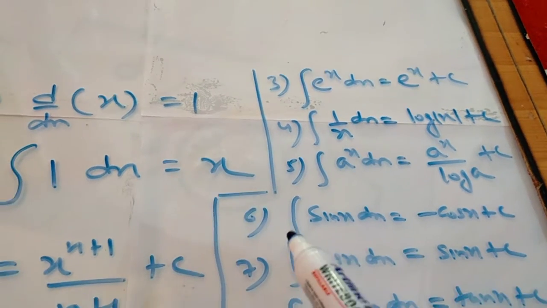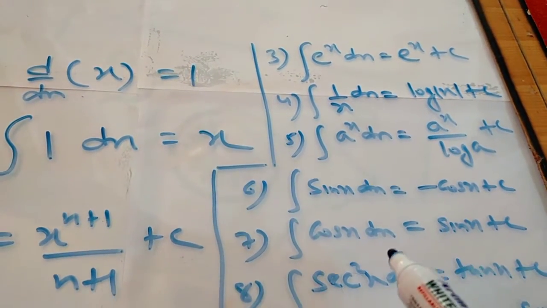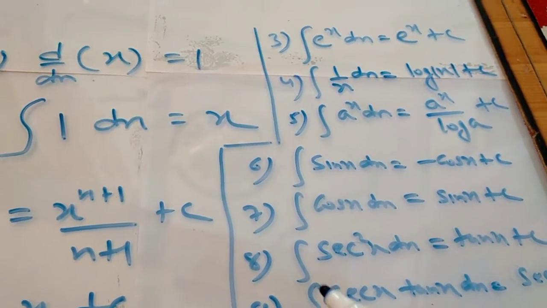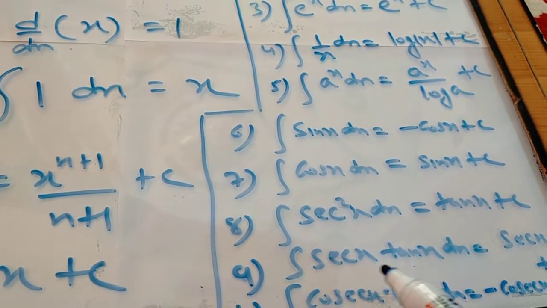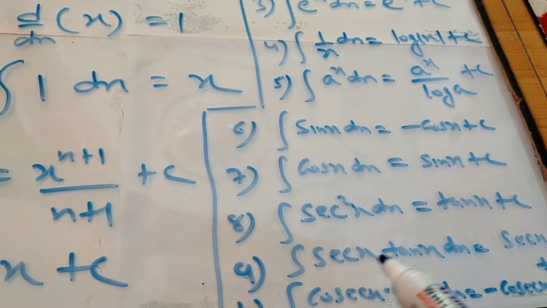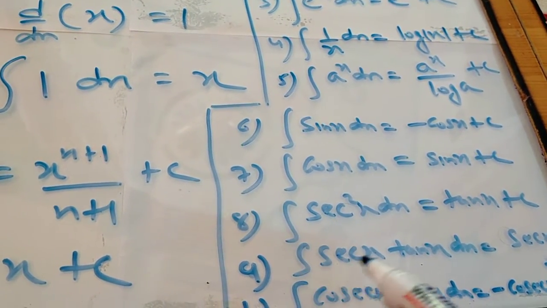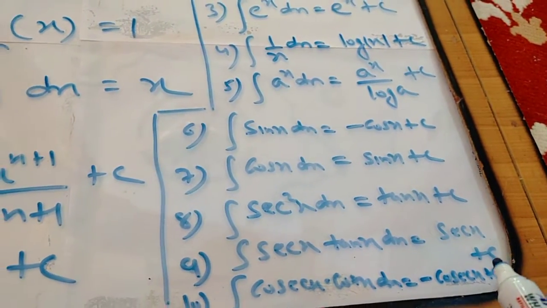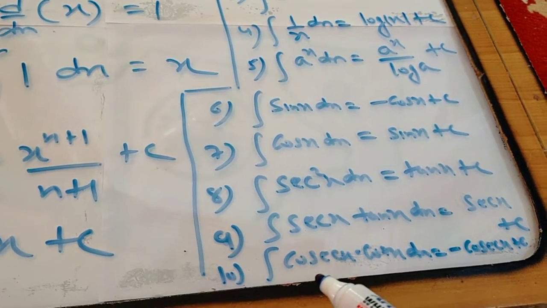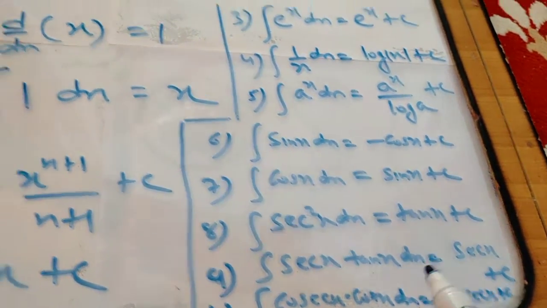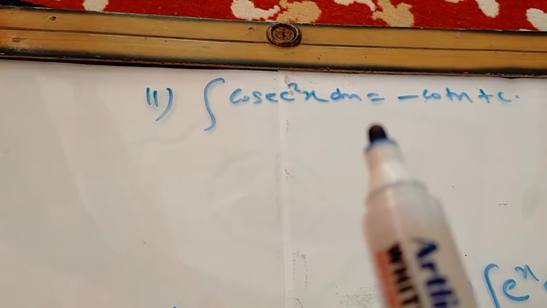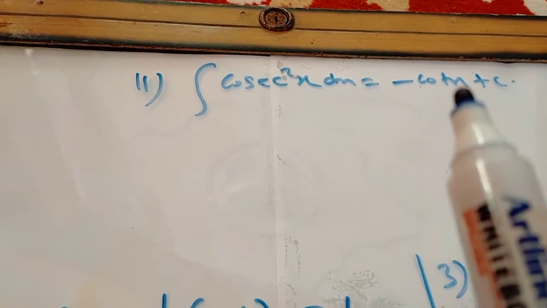Integration of a raised to the power x is equal to a raised to the power x upon log a plus c. Integration of sin x is minus cos x. Integration of cos x is sin x. Integration of sec square x is tan x. Integration of sec x tan x, multiplied together, will give sec x only plus c. 10th formula, integration of cosec x cot x is minus cosec x plus c. And the last formula, integration of cosec square x is equal to minus cot x plus c.